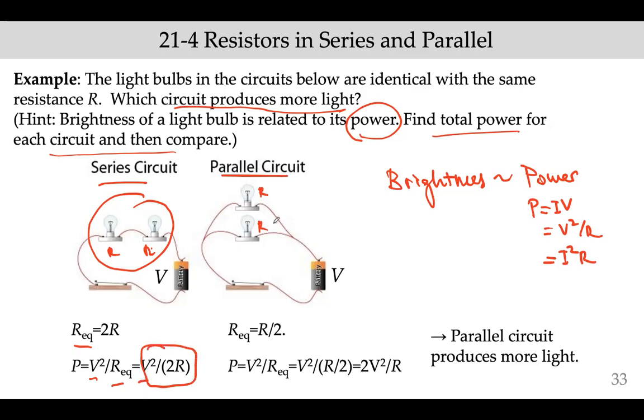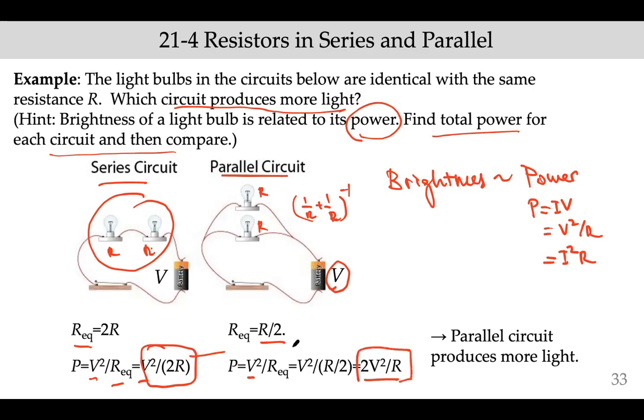But in the parallel connection, the equivalent resistor is R divided by 2. Why? Because you have to do (1 over R plus 1 over R) to the power of -1. So this makes 2 over R. If you flip it, it will be R divided by 2. Now again, the same V, I keep the same V here. So in the denominator, in this case, it will be R divided by 2. Now put this 2 in the numerator. It will be 2V squared divided by R.